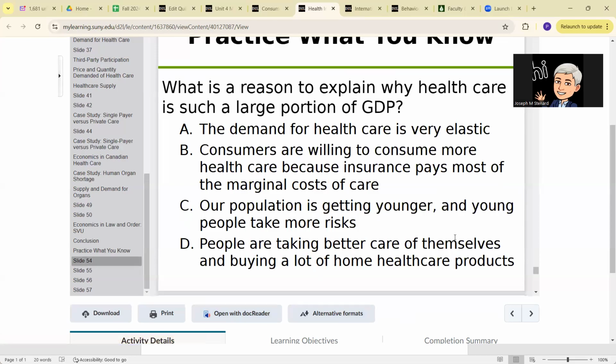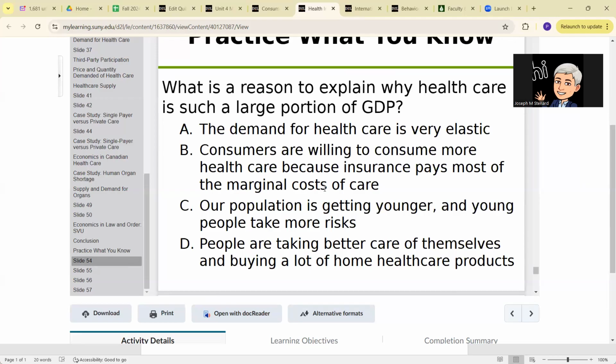What's the reason to explain why healthcare is such a large portion of GDP? Is the demand for healthcare elastic? No, it is very inelastic. So it's not A. Consumers are willing to consume more healthcare because insurance pays most of the marginal cost of care. Yes, that's true. Once you have the healthcare insurance, people are disconnected from the decision on how expensive something is because they don't have to pay for it. They're expecting the insurance to pay for it, and so it does drive it up. So B is at least a possible contender for this one.